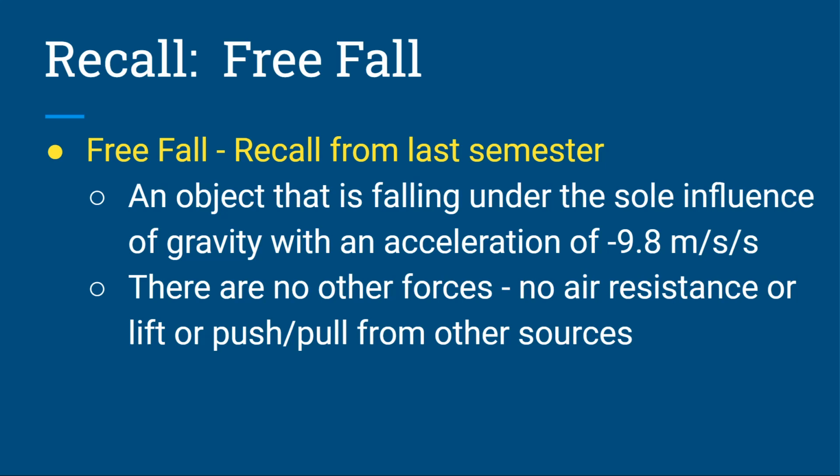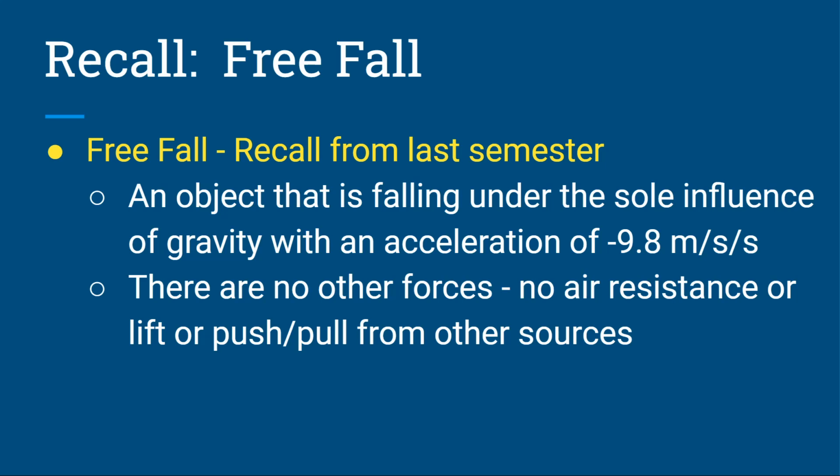Okay, so again, we're going to recall some stuff about free fall. Before we get into projectile motion, let's make sure we remember some things from last semester. We know, or hopefully we know, if not, write it down, that an object falling under the sole influence of gravity will have an acceleration of negative 9.8 meters per second squared because there are no other forces acting on it. No air resistance, no lift, no push or pull from anything else. And so if we have an object in free fall, we know its acceleration will be due to gravity.